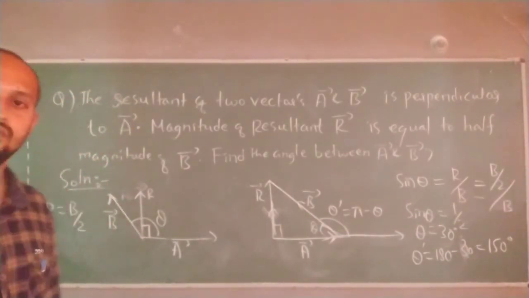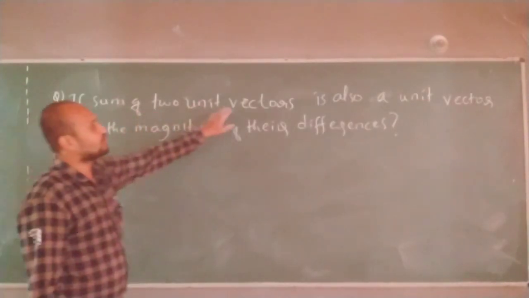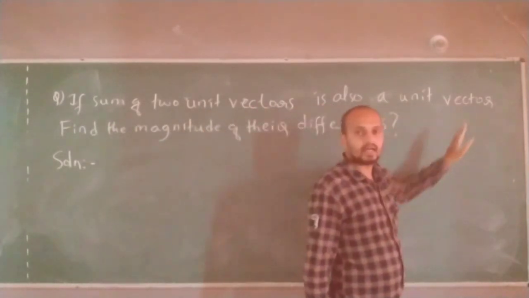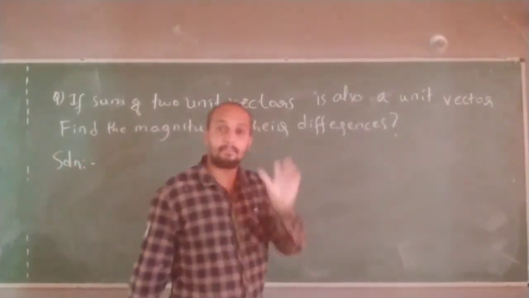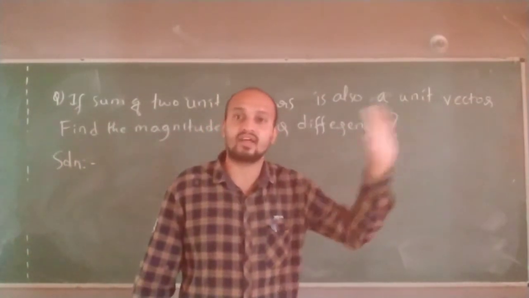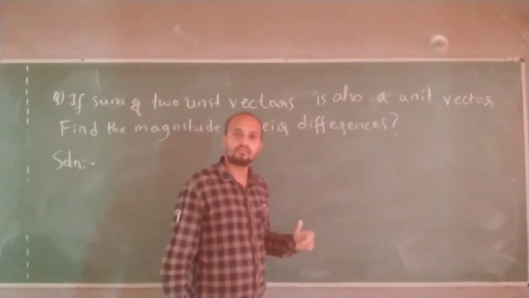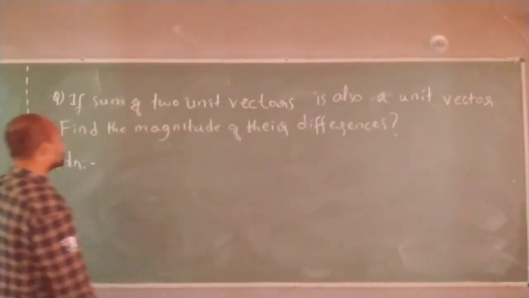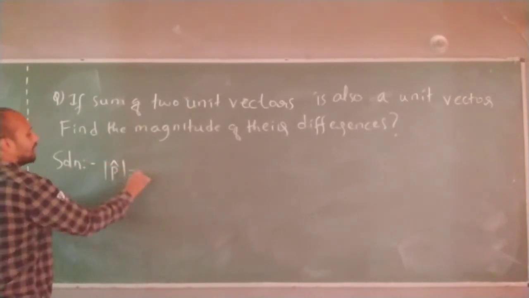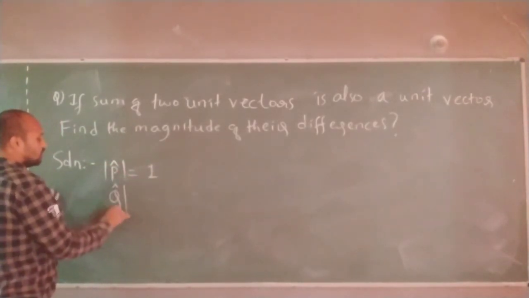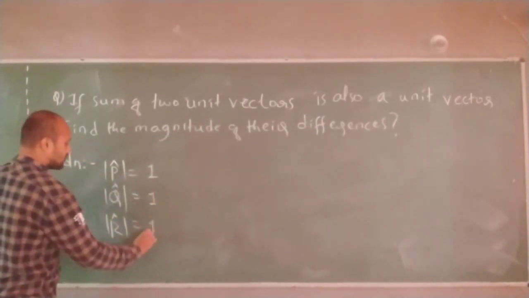This is the problem. If the sum of two unit vectors is also a unit vector, find the magnitude of their difference. Correct now? That means what is being asked? Let's say unit vector P has magnitude 1, unit vector Q has magnitude 1. The resultant of these two vectors is also 1. Correct now?